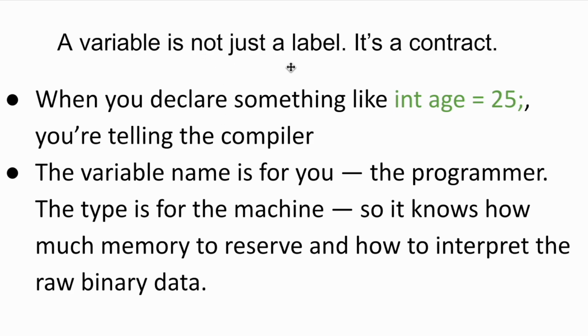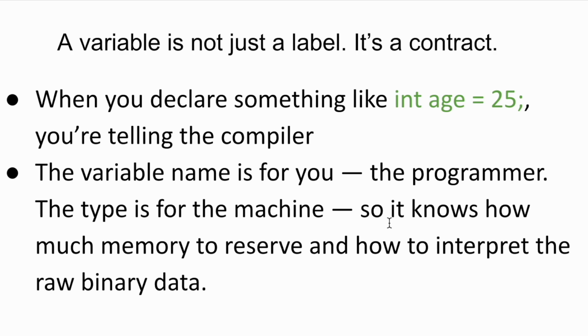A variable is not just a label, it's a contract. When you declare something like int age equals 25, you are telling the compiler, reserve 32 bits of memory, store the binary equivalent of the number 25 there, associate the location with the name age, and interpret those 32 bits as a signed integer. The variable name is for you, the programmer. The type is for the machine, so it knows how much memory to reserve and how to interpret the raw binary data.